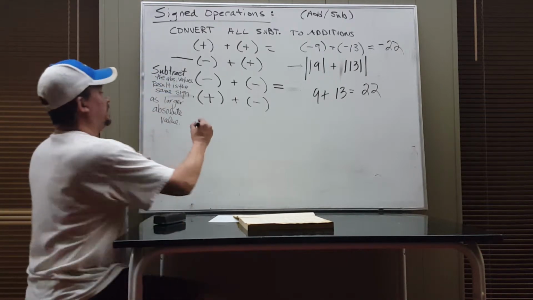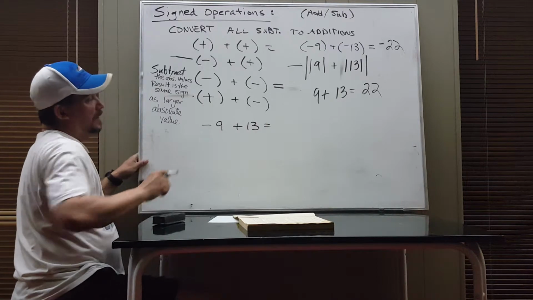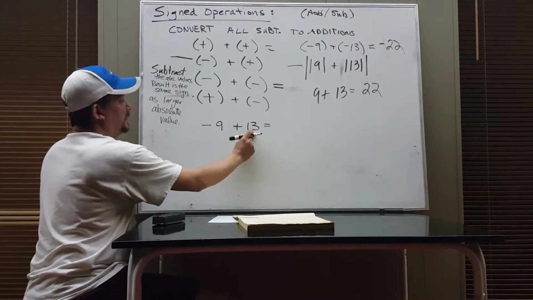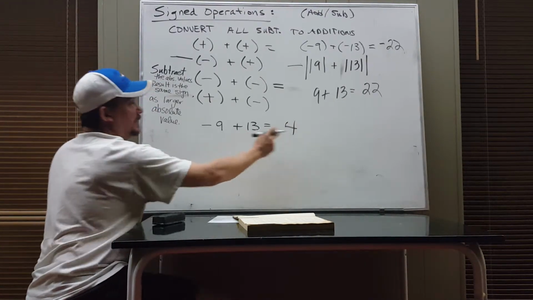So let me change this up. Let's do negative 9 plus 13. Okay, so these two are different signs, so that tells us we subtract. So 13 minus 9 is 4, and the larger sign is positive, so we stay with 4.